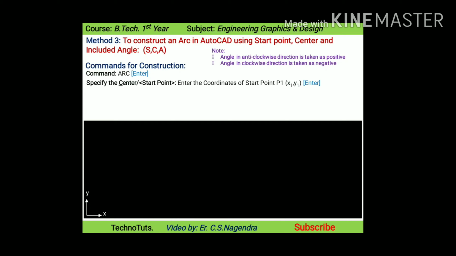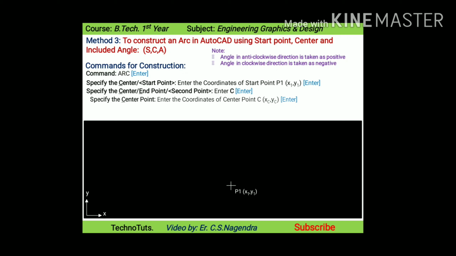Now the computer will ask you to specify the center or start point. Enter the coordinates of the start point, say point P1 having coordinates x1 y1 and press enter key. You will see point P1 will be visible on the screen. Now the computer will ask you to specify the center, end point or second point. Type there C and press enter key. Now the computer will ask you to specify the center point. Type the coordinates of the center point, say point C having coordinates xc yc. You will see point C will be visible on the viewport.